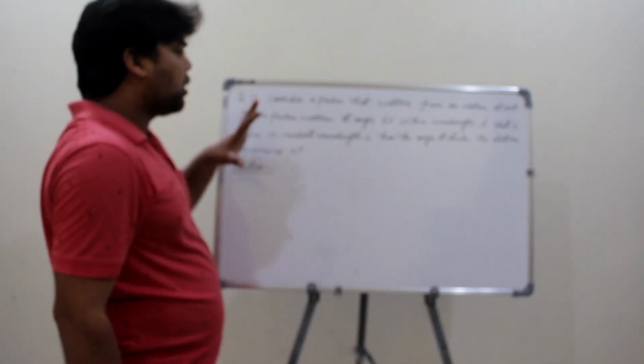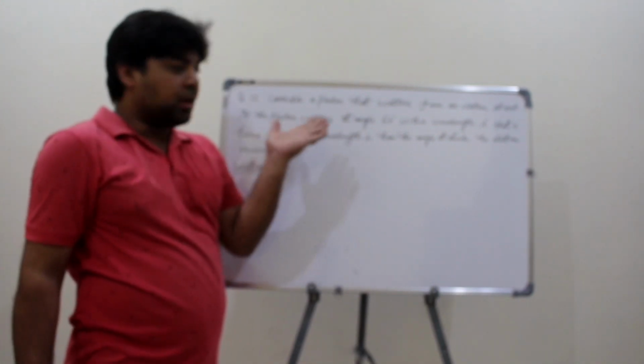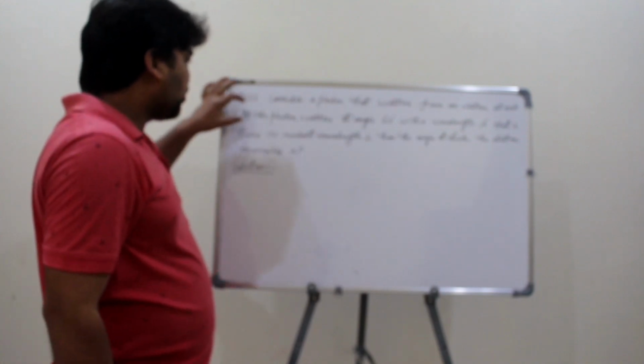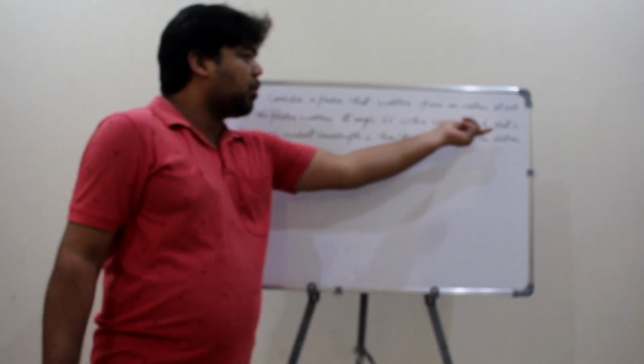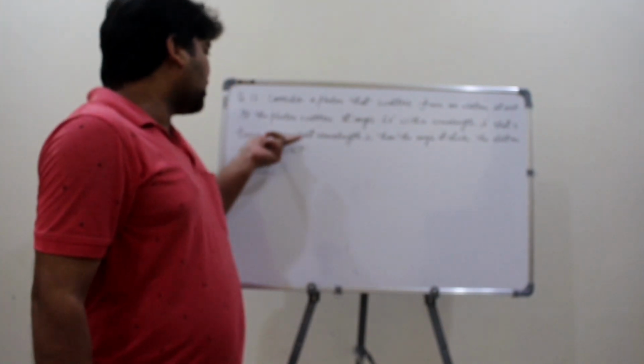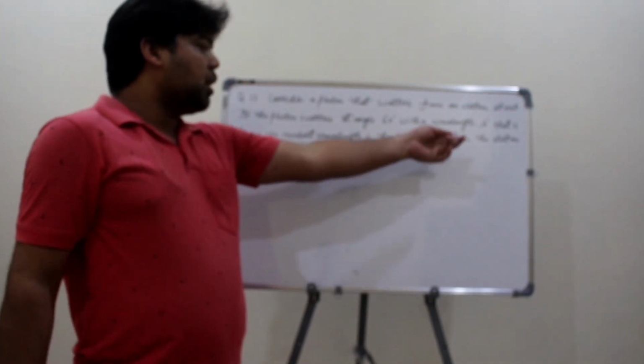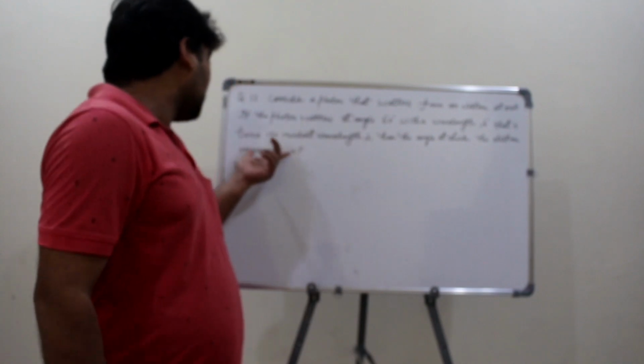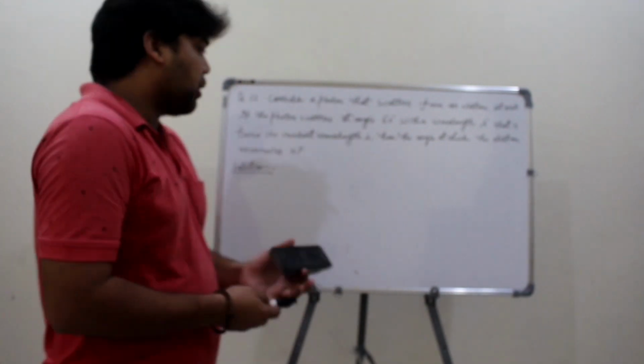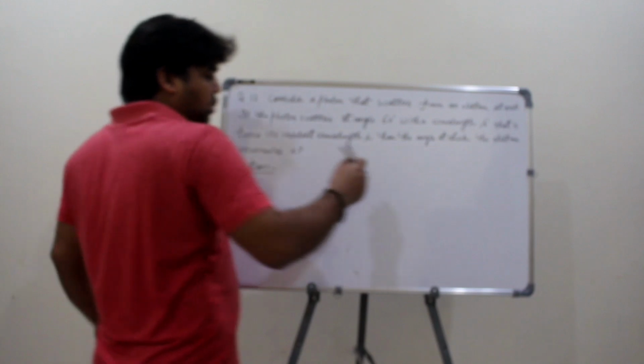So consider a photon that is scattered from an electron at rest, right? If the photon is scattered at an angle 60 degrees with the wavelength λ', that is twice its incident wavelength λ, then the angle at which the electron recoils is what, right? So this is a simple Compton effect.